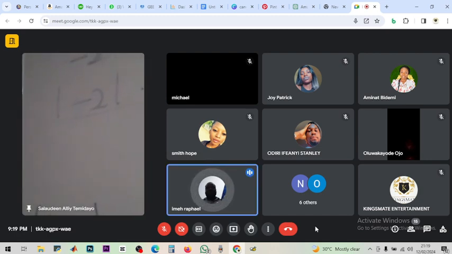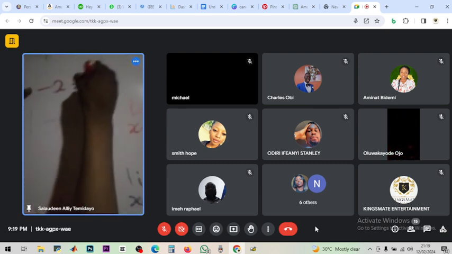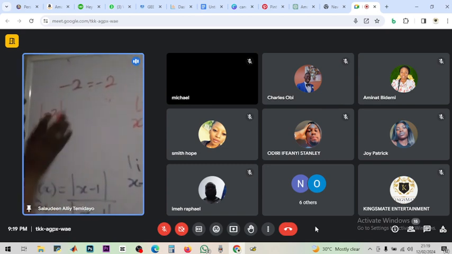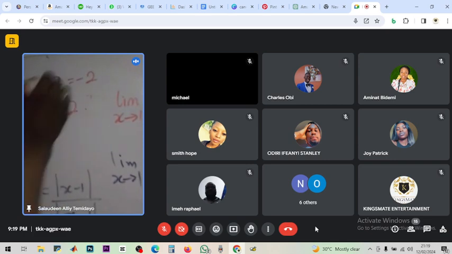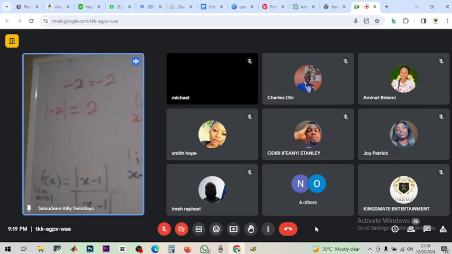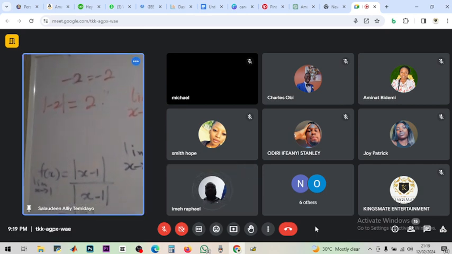The difference between the both of them is the mode. What makes the difference is that this is minus 2. Minus 2 is always minus 2, but when minus 2 has a modulus like this, the answer will be 2. So mode removes the negative sign. Did we understand it now? Yes. So mode removes negative sign.